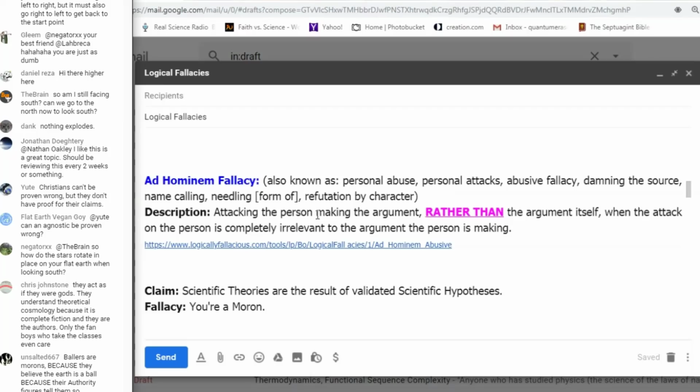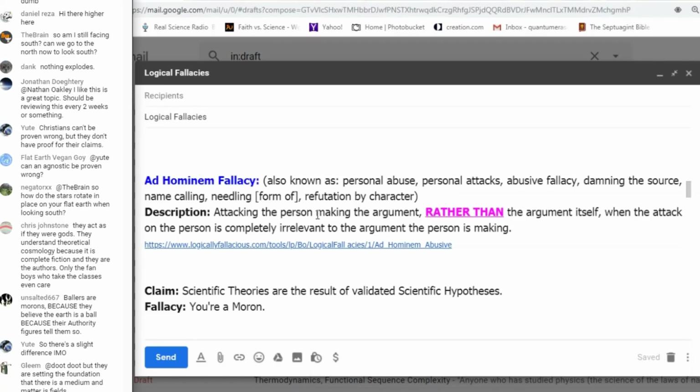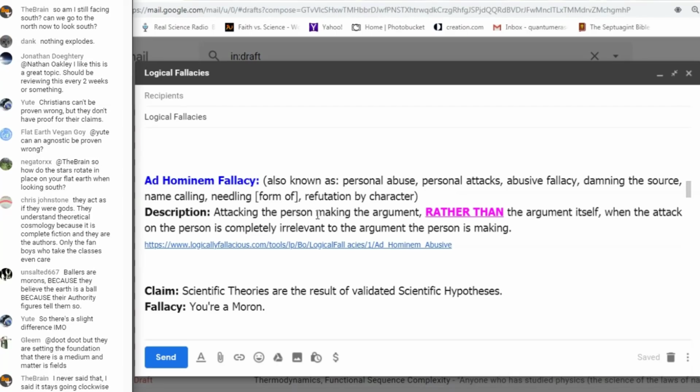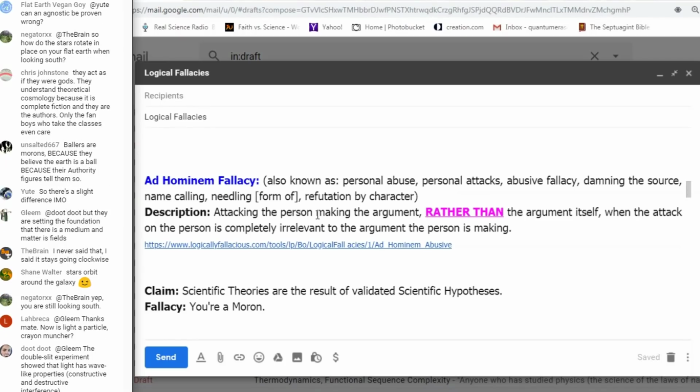So it's poisoning the well. It's a preemptive ad hominem attack. In other words, you're attacking the person's character, not the information that they will present in future. So that's a poisoning the well fallacy or damning the source. Exactly. That happens a lot, right?